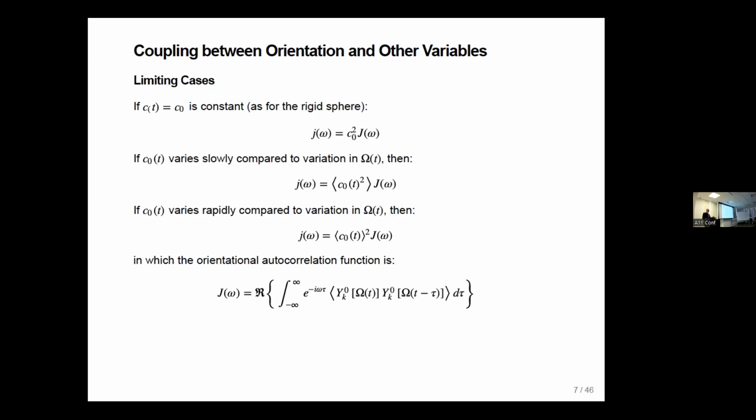Now, there's two other limits that are easy to talk about. If whatever parameters are in the C vary slowly compared to the reorientation, then the autocorrelation function for the C's won't have decayed very far before the orientation function has decayed to zero.